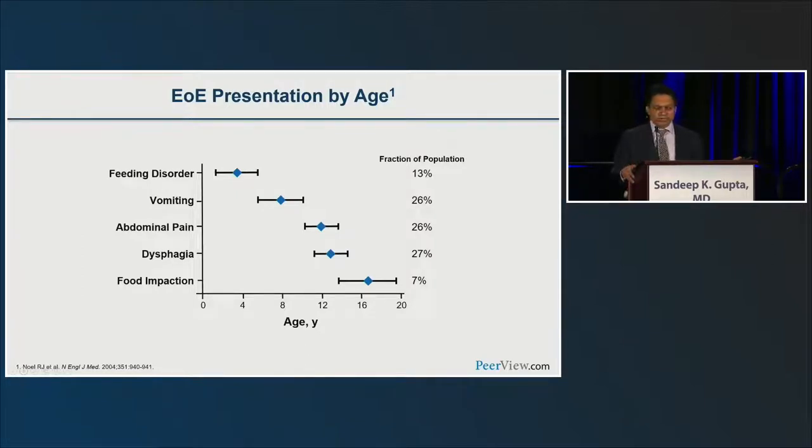The presentation of EoE: that 15-year-old I showed you had dysphagia, but that is only in a segment of the population, teenagers and adults. The younger you go, the less specific the symptoms become. You start having symptoms of feeding dysfunction or throwing up or reflux-like symptoms or even abdominal pain. So you have to have a broad differential and think of EoE, because the younger child may not have the classic symptoms of dysphagia.